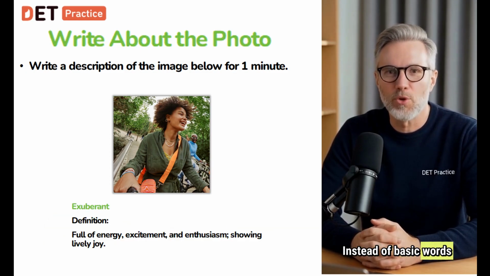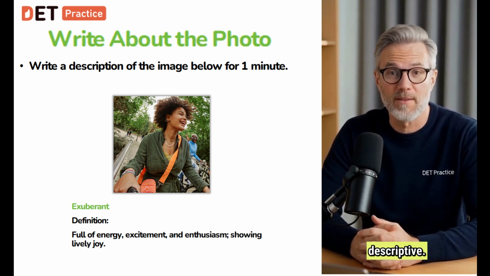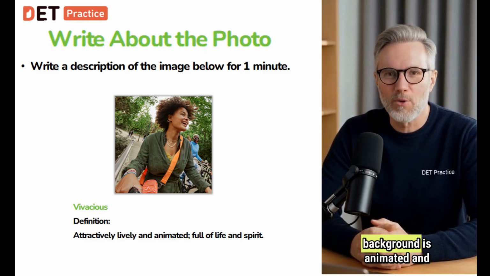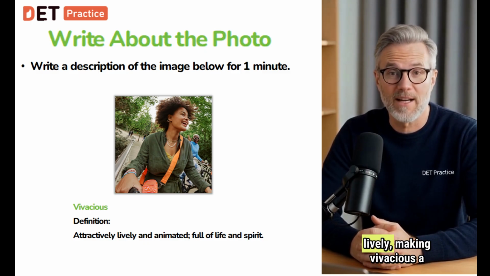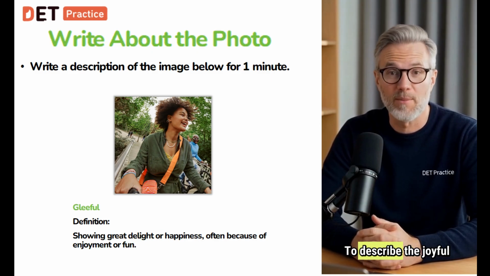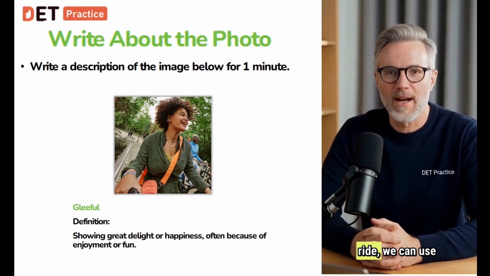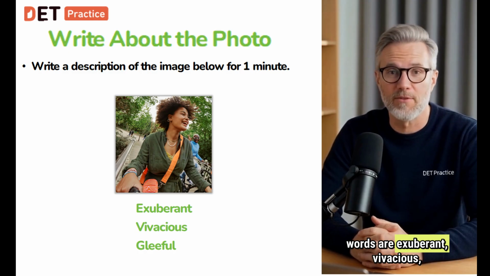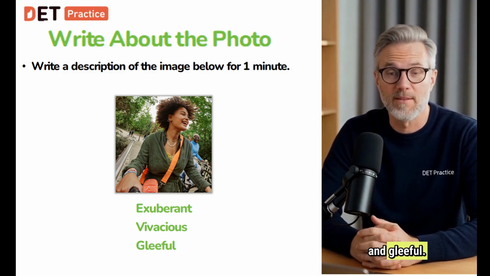Instead of basic words like happy or fun, we want to be more descriptive. The woman in the foreground is full of energy and excitement, so a great word is exuberant. Her friend in the background is animated and lively, making vivacious a perfect choice. To describe the joyful mood of their bike ride, we can use the word gleeful. So our 3 advanced words are exuberant, vivacious, and gleeful.